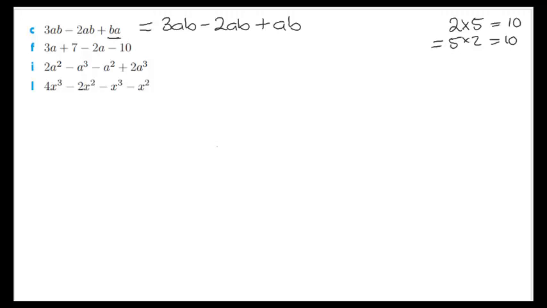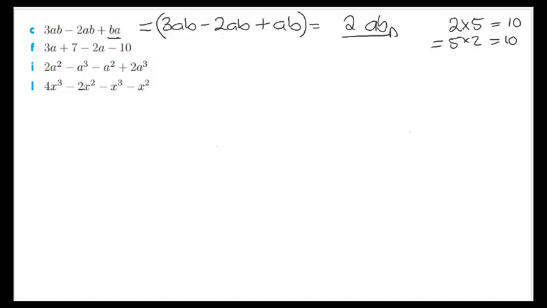Let's calculate this. Because now I already know they are all like terms, I'm going to add them all together. I know my answer is going to end in the variables A, B. Now let's add. 3 minus 2 is 1. 1 plus 1 is 2. So it ends up being 2AB. Final answer.